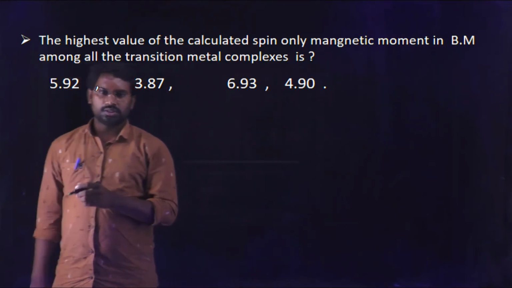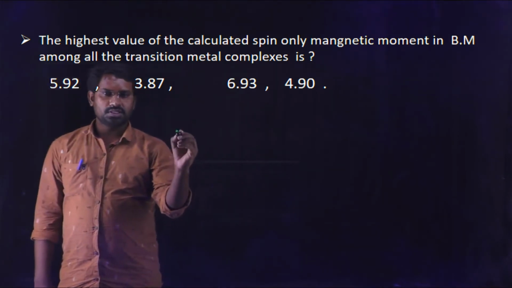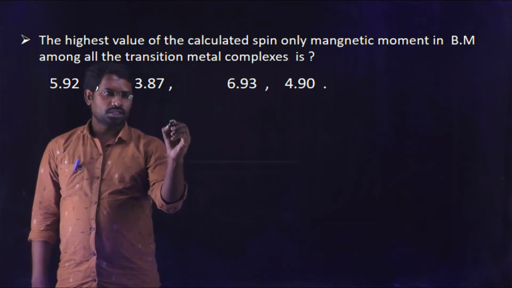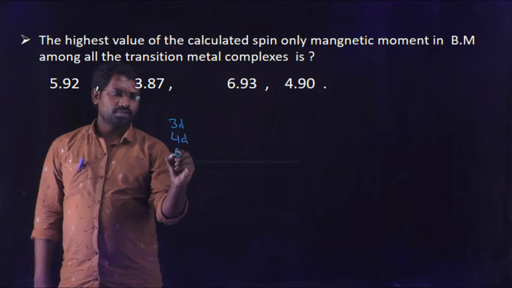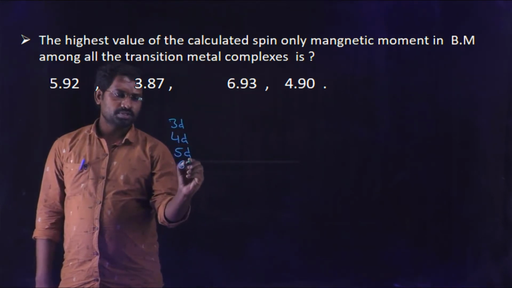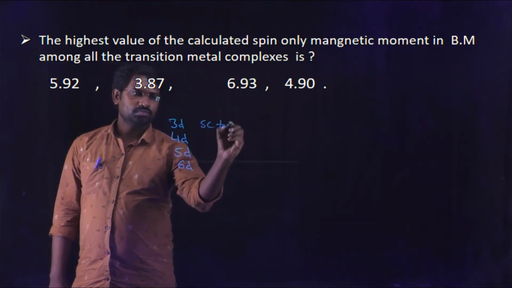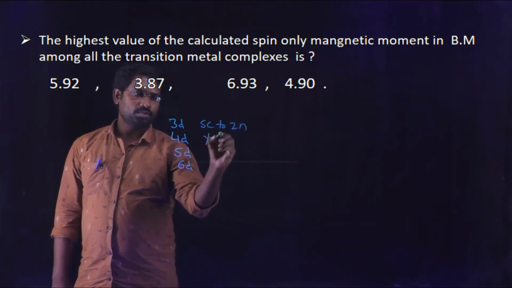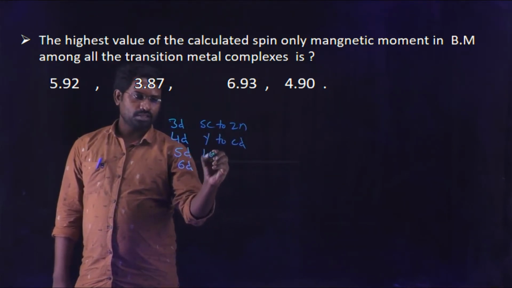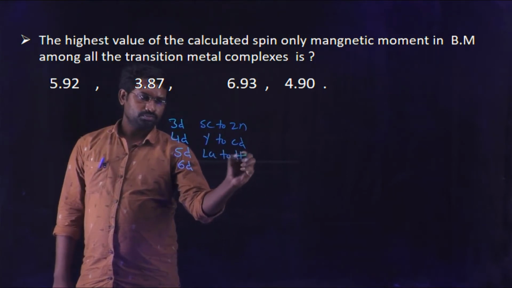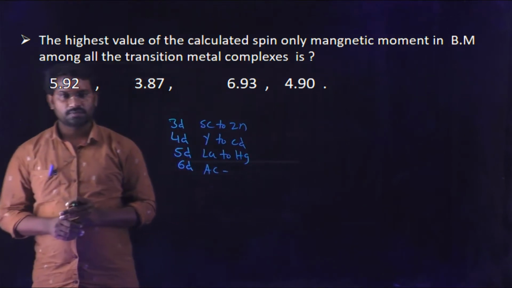We know that these D block elements mainly contain how many series? 4 series, that are nothing but the 3D series, 4D series, 5D series and 6D series elements. The 3D series elements are from scandium to zinc, the 4D from yttrium to cadmium, the 5D from lanthanum to mercury, and the 6D is starting with actinium. Actually it is an incomplete series.